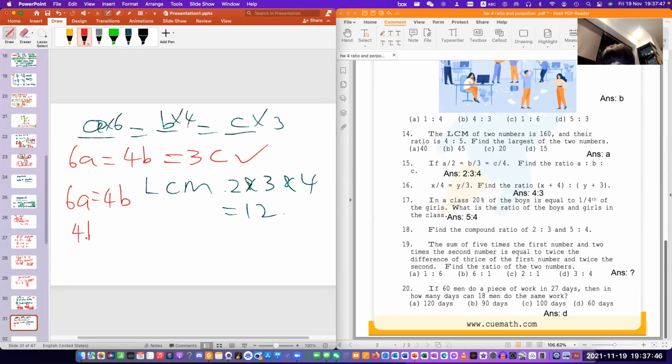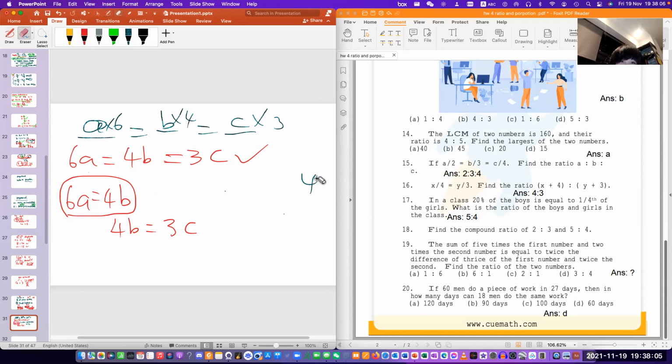And then 4B is equal to 3C. For this, what you can do is find out from this first the ratio between A and B. So A over B is actually, 6 is below, 4 is above, so divide by 2, you get 2, divide by 2, you get 3. So in fact, A to B is 2 to 3.